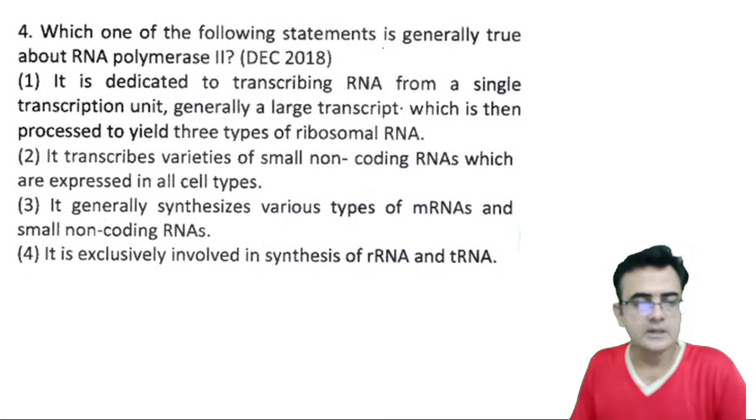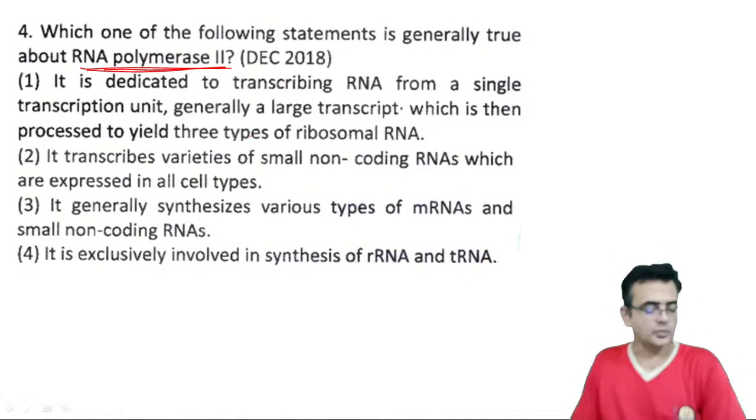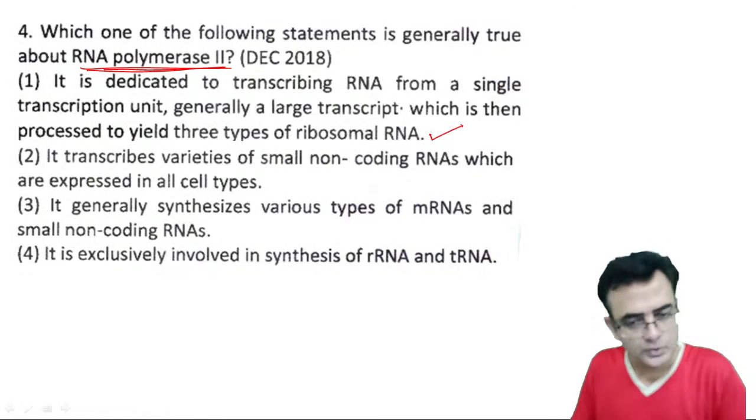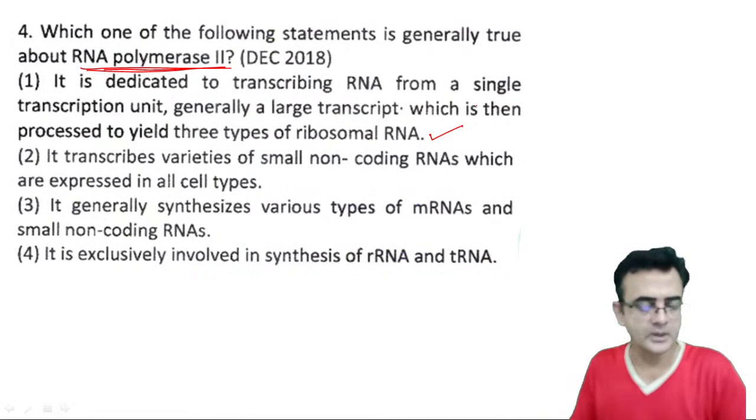Which one of the following statements is generally true about RNA polymerase 2? So which one is correct? The first option: it is dedicated to transcribing RNA from a single transcription unit, generally a large transcript, which is then processed to yield the three types of ribosomal RNA. This is not correct. More than three different kinds of RNA can be synthesized. And in the eukaryotic system, regarding rRNA, mRNA and tRNA, only mRNA is synthesized by RNA polymerase 2, I mean if we are talking about the coding RNA.